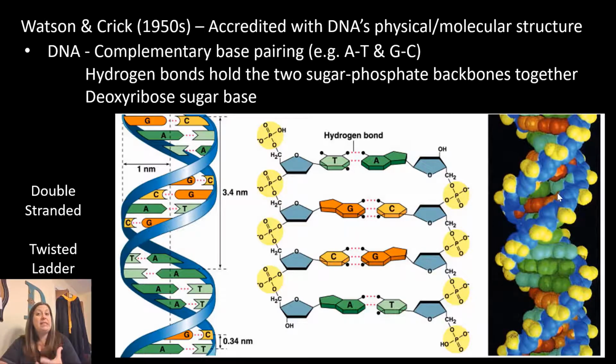Now, this is only in DNA because there's a pairing for a double helix structure. So hydrogen bonds are going to form between the two sugar phosphate strands, and this is what creates those rungs of the ladder.